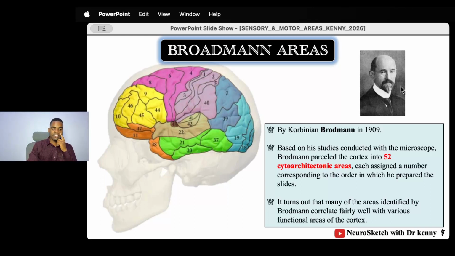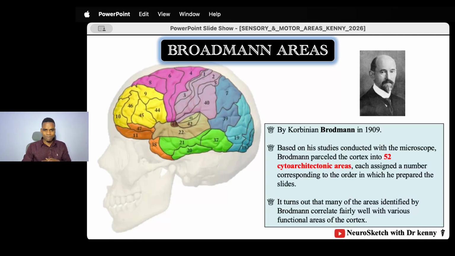Then it turns out that many areas identified by Corbinian Brodmann fairly correlate with the functional areas of the brain. For example, he discovered that areas number 3, 1 and 2 are all taking part in primary somatic sensation. So they have something in common. He also discovered that areas number 41 and 42 have something in common: they are all taking part in language processing.